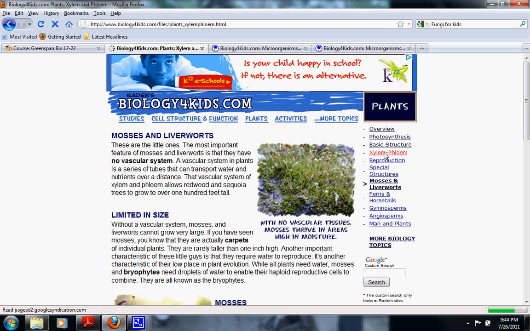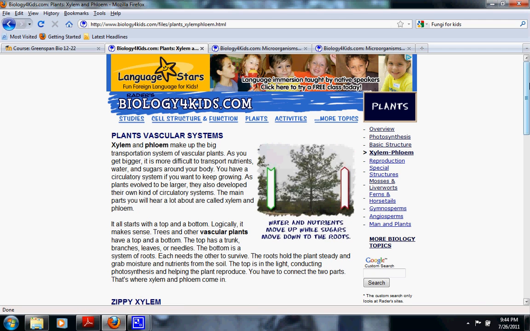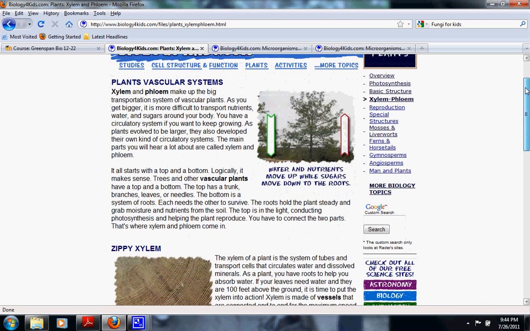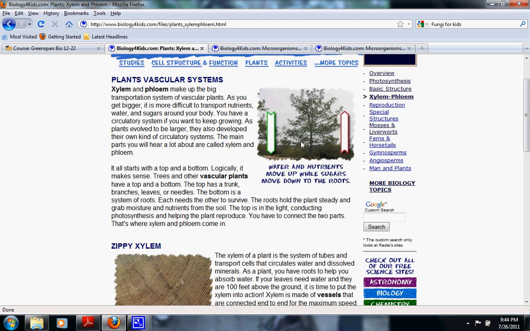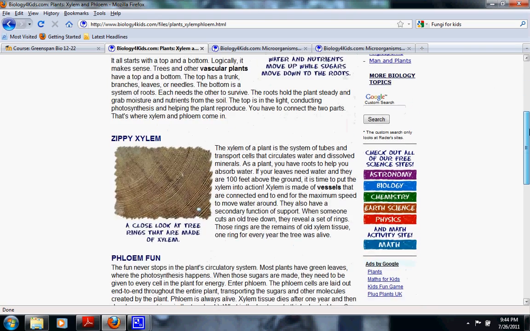These are the plants that contain xylem and phloem, and again, these are all linked on that website. Xylem and phloem are again like elevators that carry the water up from the ground and the food down from the leaves. So that's their main thing.